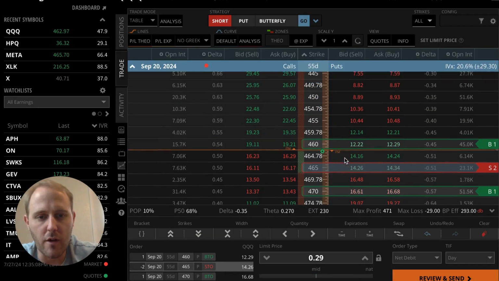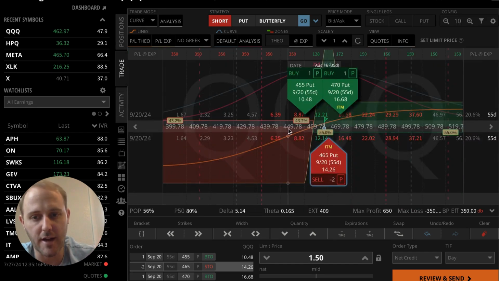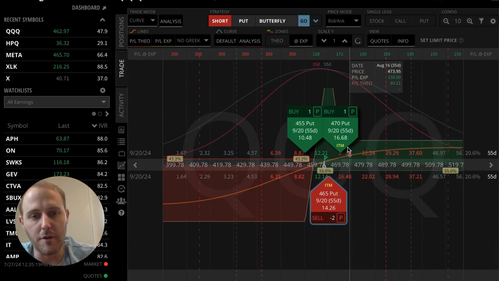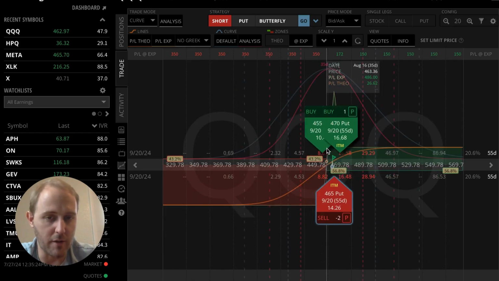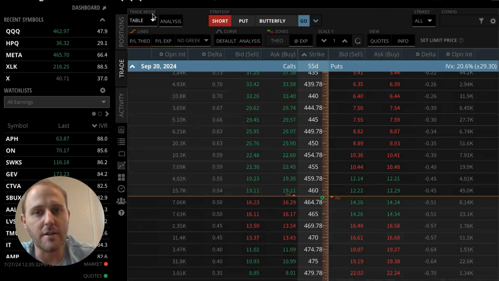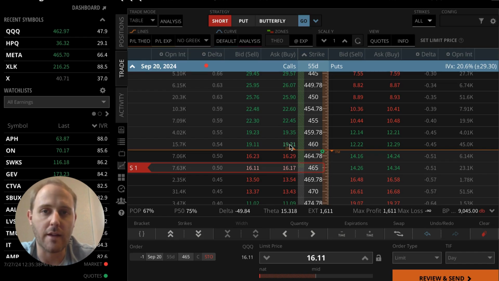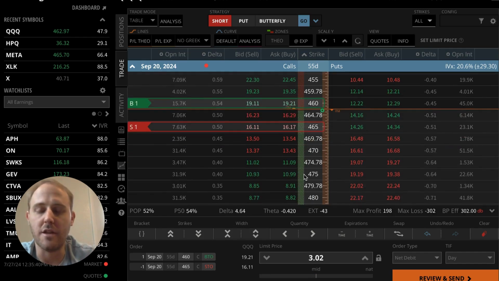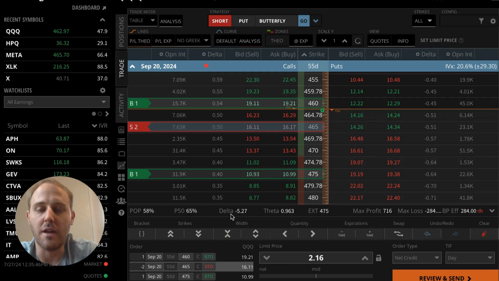The broken wing butterfly on the put side is made up of 2 short strikes and 2 long strikes, with one of the long strikes on the lower side being farther away from the 2 short strikes. And that's going to create a tent or a pyramid shape in the middle of the trade, and that tent or pyramid shape is where you're going to get a large amount of the credit from. Ideally, you want the trade to stay neutral right in the middle, or you want it to move higher in order to collect the premium as you see the premium decay and keep the majority of the credit that you received in the beginning of the trade.